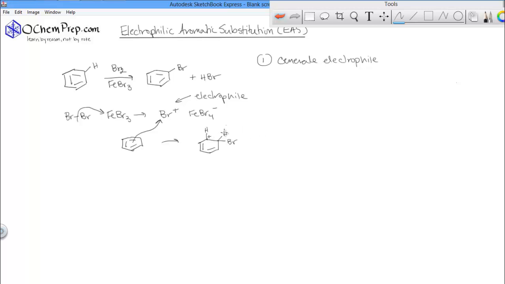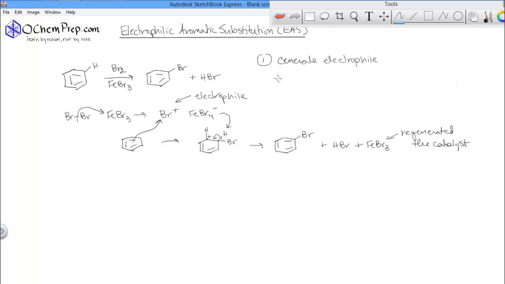Now, the last step is going downhill to regenerate that aromaticity. And what I usually do is I draw it coming from this FeBr4-, and these electrons in the hydrogen-carbon bond end up making the pi bond right here, and we complete the substitution reaction. Now, in the process, this structure right here will break up into HBr and FeBr3. We just regenerated both the aromaticity and the catalyst.